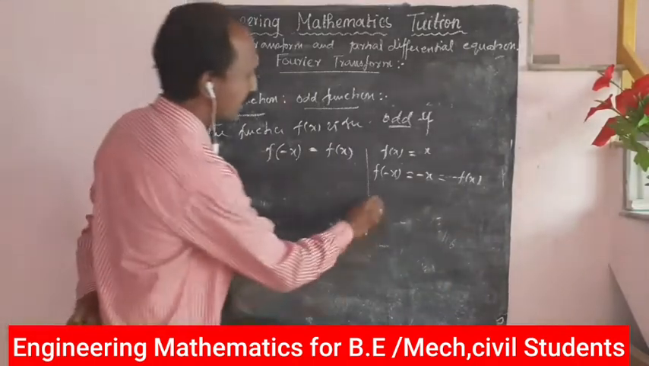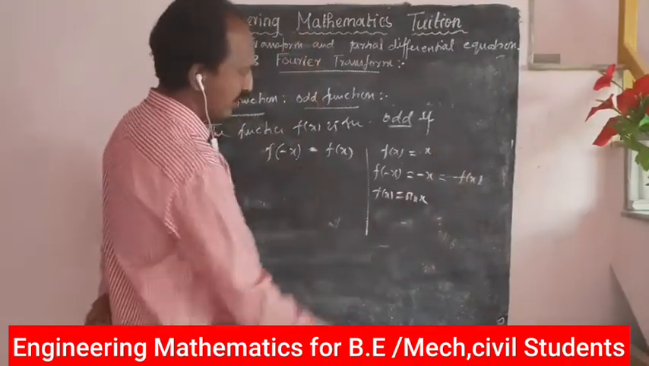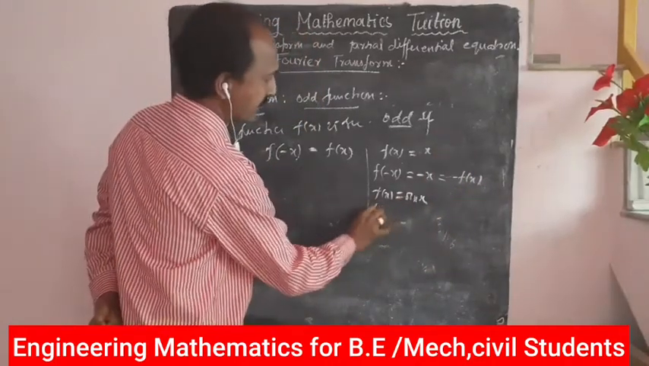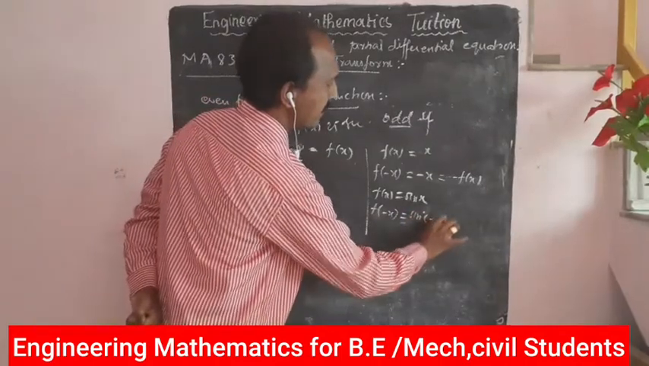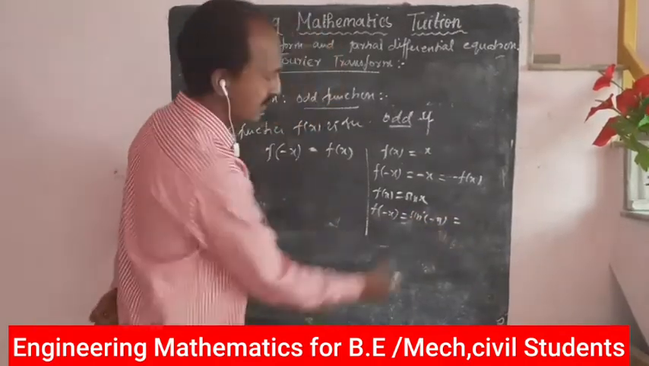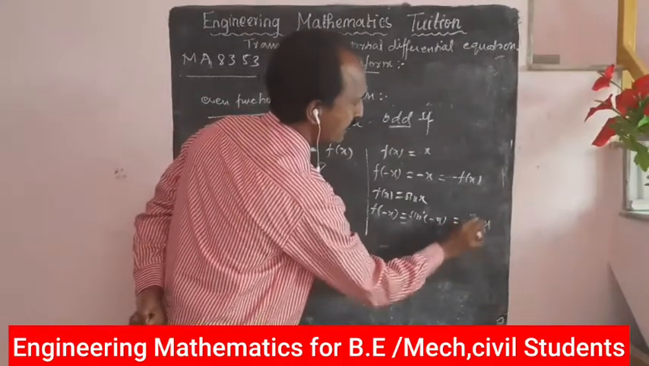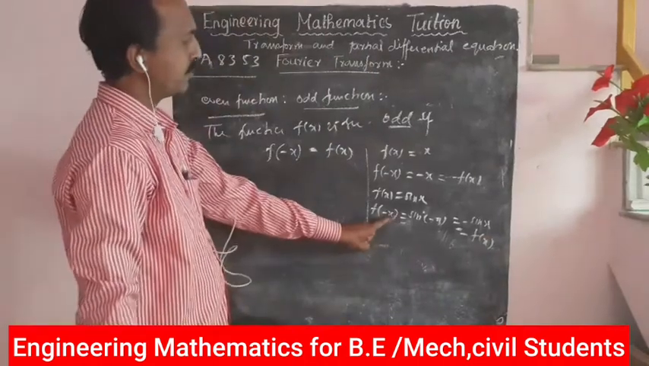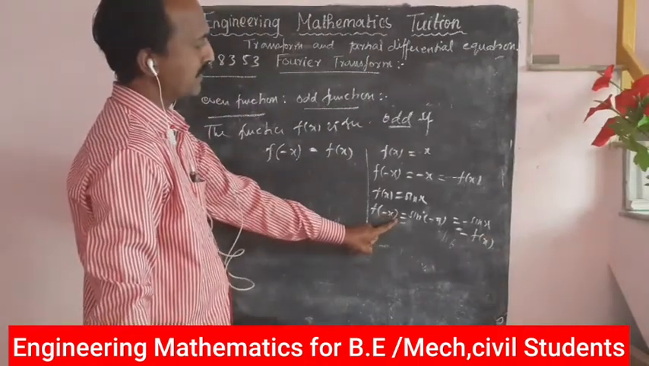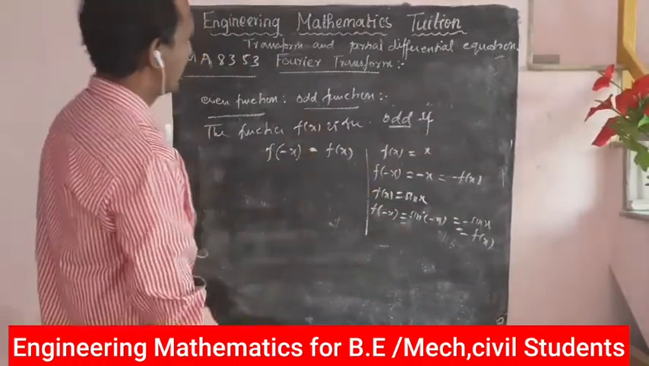Another example. f of x is equal to sin x. So we take x as minus x. f of minus x equal to sin of minus x. That is sin of minus theta, which is minus sin theta. So minus sin x, that is minus f of x. So f of minus x is equal to minus f of x. So f of x is an odd function.